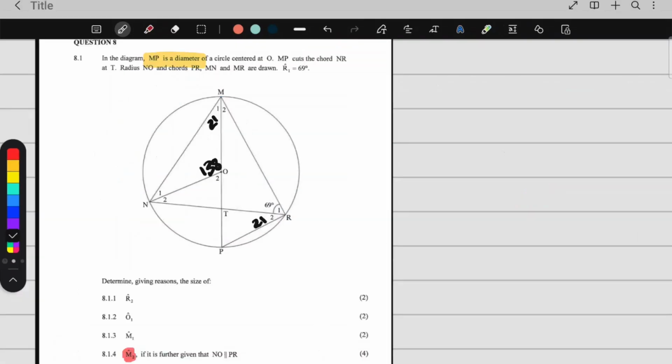The last question is 8.1.4. So we are here and it says calculate the size of angle M2 if it is given that NO is parallel to PR. So let's highlight that. NO, so this line is now parallel to this line. Okay, so I'm going to make this line parallel to that one. We have to calculate the size of angle M2, so that angle over there.